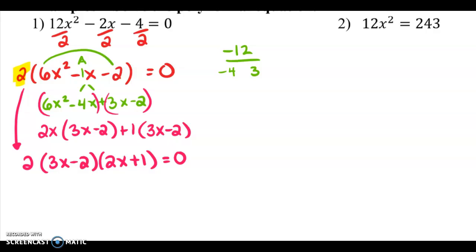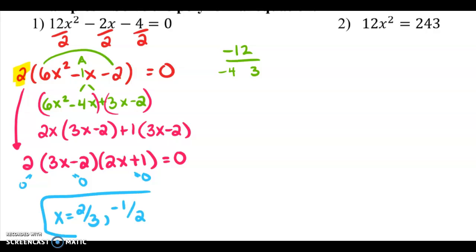Last step here is I have to set all of my factors equal to 0 to find my answers. 2 equals 0 doesn't give me anything. This is going to give me a positive 2/3 because I'm going to add the 2 over and divide by 3. This is going to give me a negative 1/2. I have 2 answers.